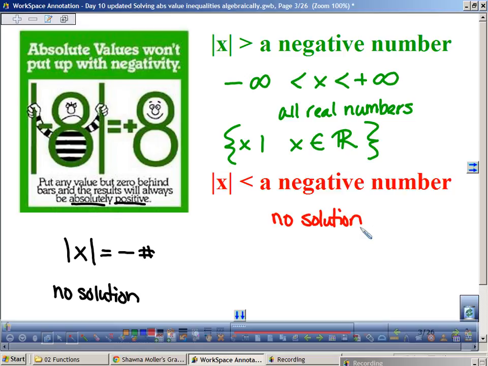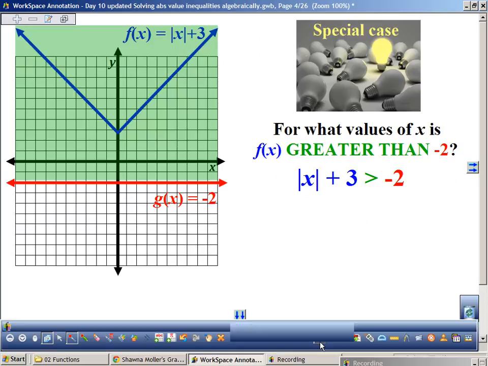Okay, really quick. Let me see which ones I went through in the last period. Okay. So I'm going to do this one. So this is what we did yesterday. So for what values of x is f of x greater than negative 2? So yesterday when you did your graphs on your homework and it didn't touch, what did you guys think? You thought no solution, right?